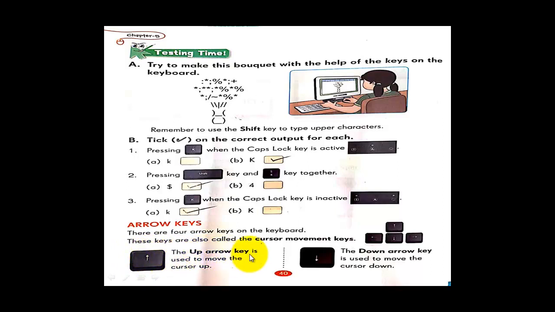The up arrow key is used to move the cursor up. As I told you, this cursor will be controlled using these four keys.